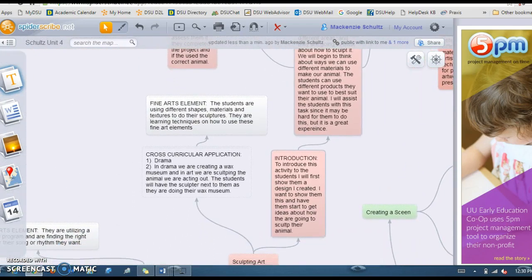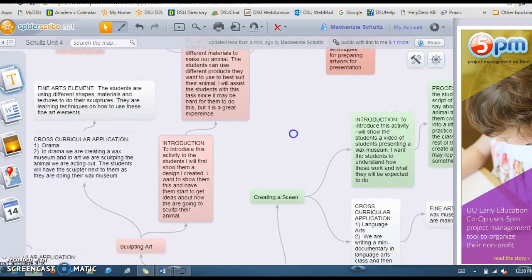This is cross-curricular with drama, because we're creating a wax museum, and in art we're sculpting the farm animal that we'll be using in our wax museum to go along with what the person is saying. The students are using different shapes, so that's a fine art element. They're using different materials and textures for their sculptures, as well as techniques they have learned during our fine arts element.